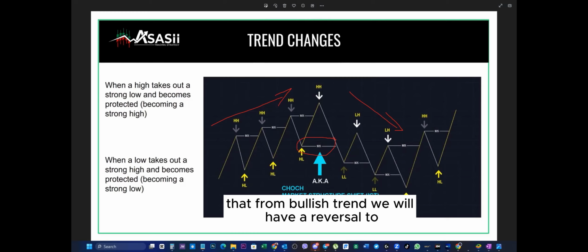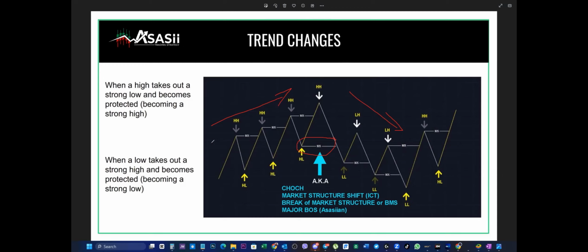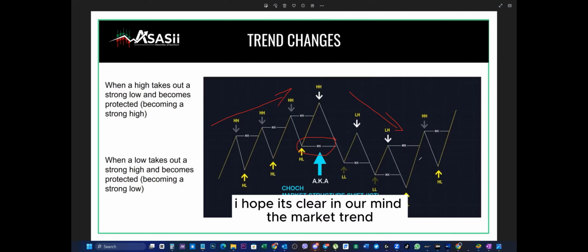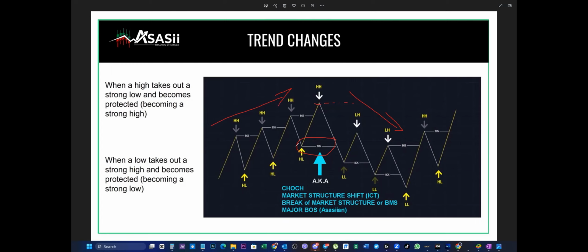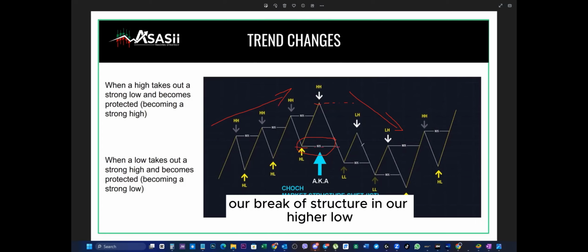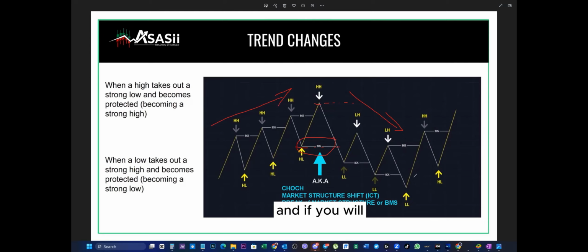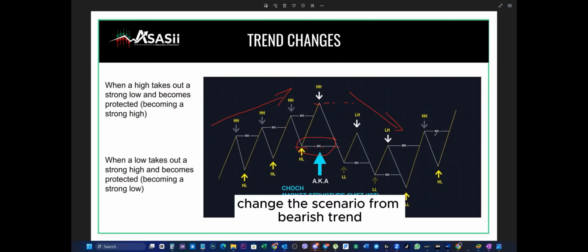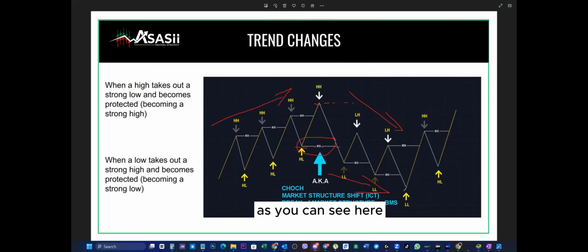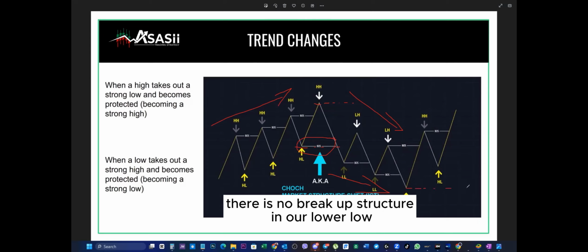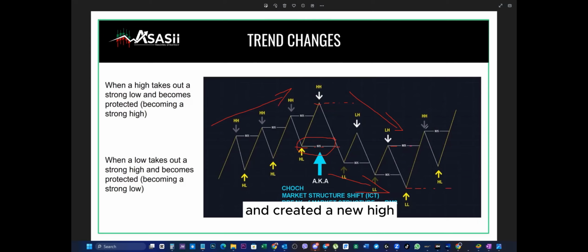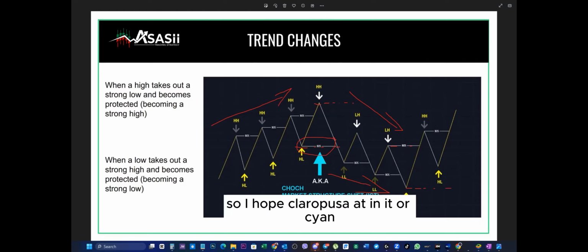So, klaro po sa atin to na kung inisip natin, pataas na yung trend natin, biglang bababa. Because as you can see here, there is no breakup structure in our higher high. Our breakup structure is in our higher low. And if you change the scenario from bearish trend, as you can see here, there is no breakup structure in our lower low and it created a new high. So, I hope klaro po sa atin ito sa ngayon.